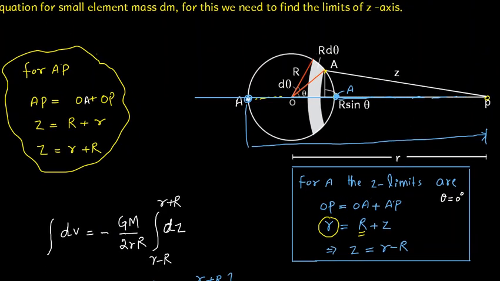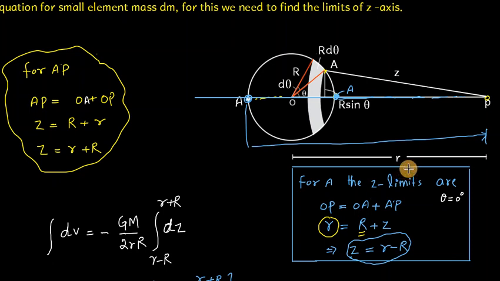So from the figure, OP equal to OA plus AP, means this distance OP is equal to OA plus AP, but we know that OA is capital R and AP is z, correct, and this PO is known as small r. So by putting the values, we obtain the lower limit of z, this one.